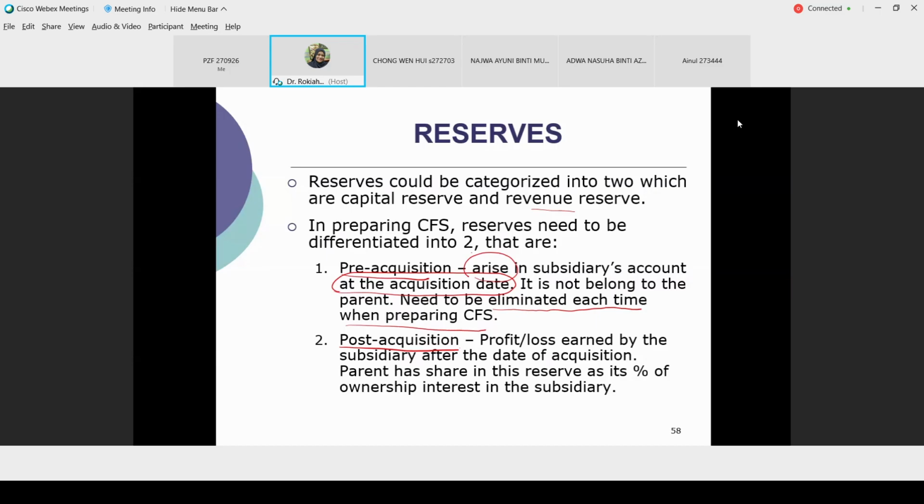The second one is post-acquisition reserve. Post-acquisition reserve refers to the profit or loss earned by the subsidiary after the acquisition date. After the acquisition date, the parent has a share in this reserve, depending on the percentage of ownership owned by the parent in the subsidiary. So how much they are entitled to for the profit or loss depends on the percentage of ownership.